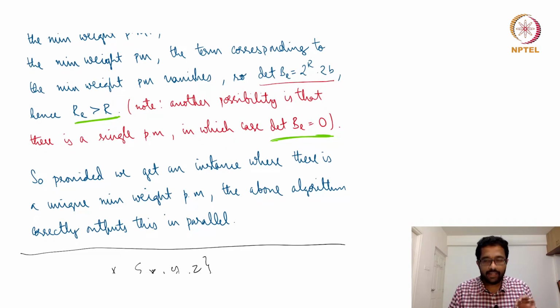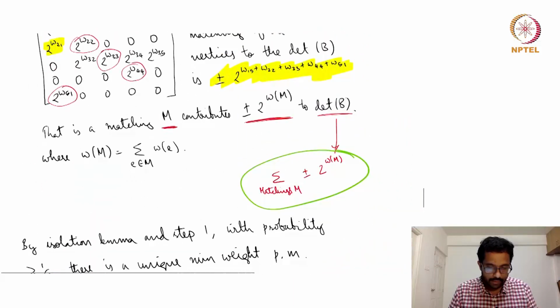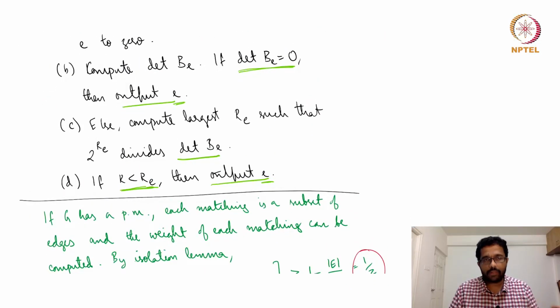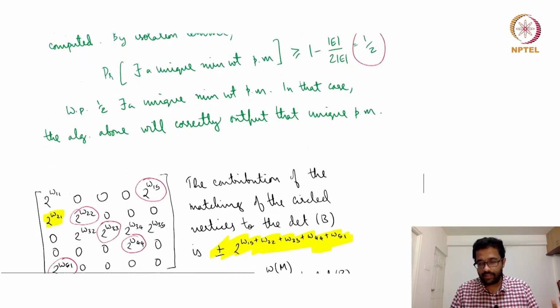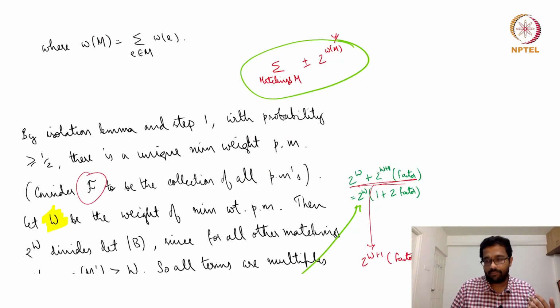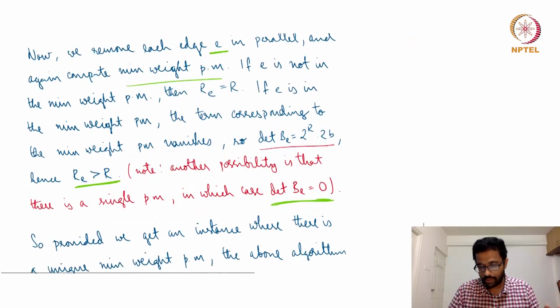So what this is saying is that this correctly outputs the edge E if and only if it is part of the unique min weight perfect matching. If it is not part of the unique min weight perfect matching, it will not be output, because this 2^w term will still remain, since it may be part of no other matching, or it may be part of some other matching which is not the unique min weight perfect matching. So that will not change the 2^w quantity here. So it will not change anything else, it will not be output.